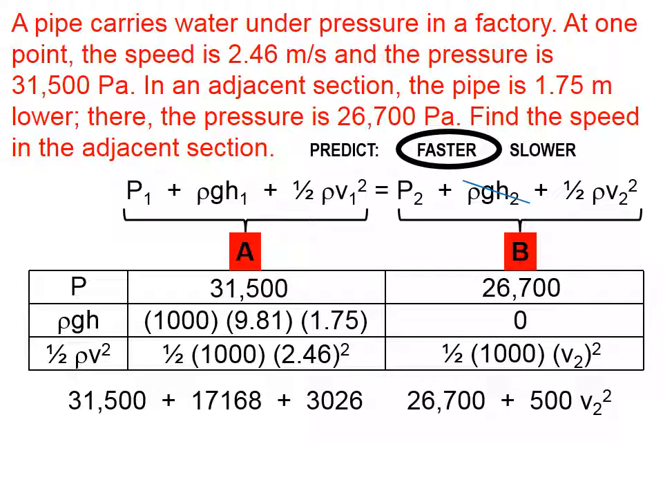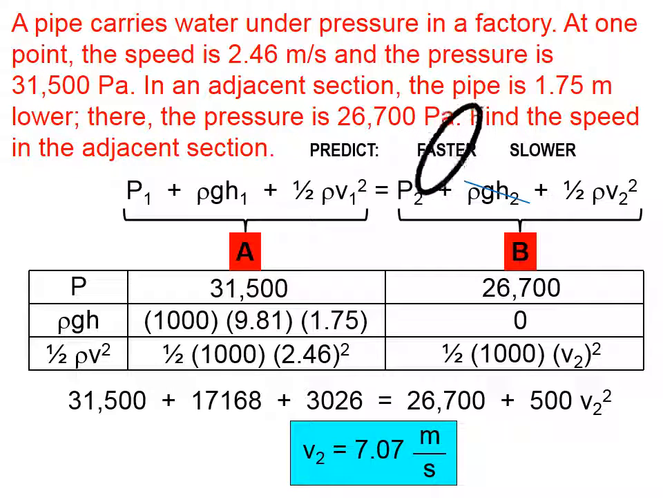Similarly, on this side, we need the sum of these three quantities. 26,700, 0 obviously goes away, and 1/2 times 1,000 is 500 v2 squared. That sum must be equal to that sum. If we solve that for v2, which I trust you can do, we get 7.07 meters per second. Sure enough, we predicted faster than 2.46, and it definitely is.